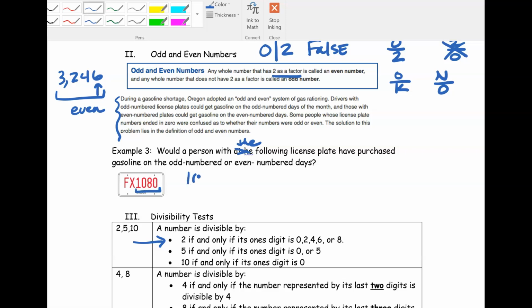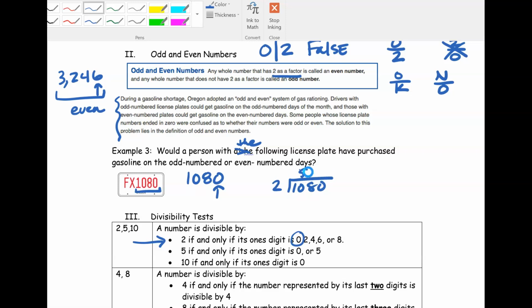1080. What kind of number is that? Well, it ends in a 0. So I just mentioned we have this rule that if it ends in 0, 2, 4, 6, or 8, it's even, which is true. If you wanted to just double check, you could even divide the number by 2. Use a calculator or do it by hand.